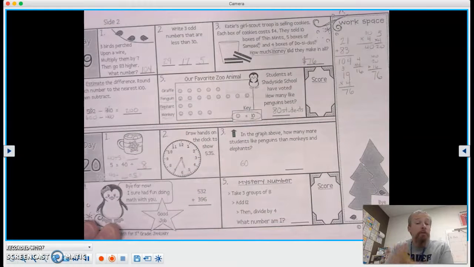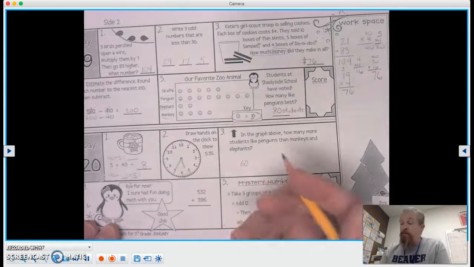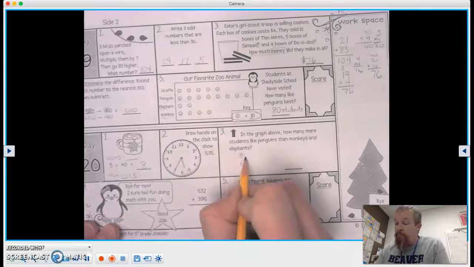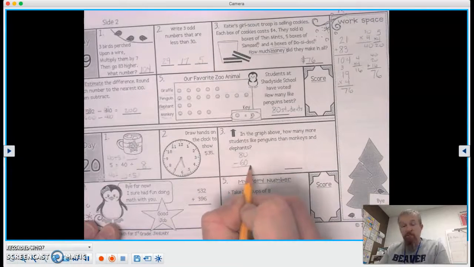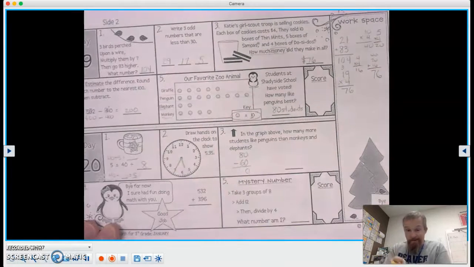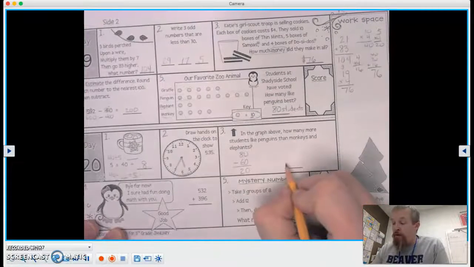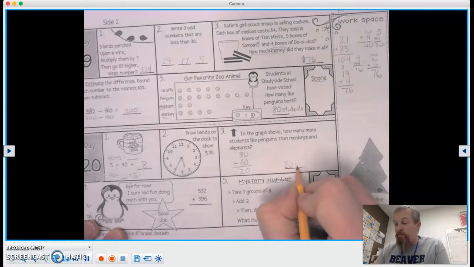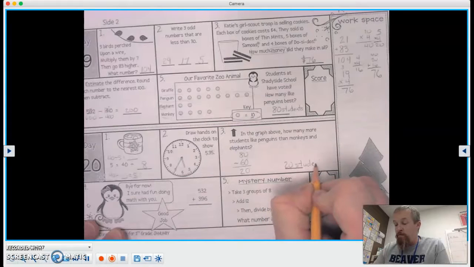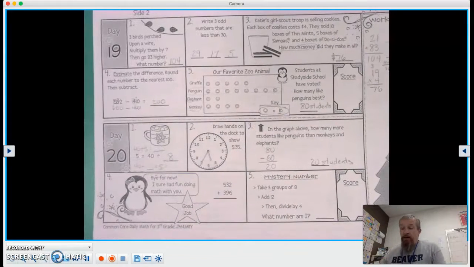But that's not what we're looking for overall. We want to know how many more students like penguins than the monkeys and elephants. So we knew that was 80. And since we're comparing, we're going to subtract here today. 0 minus 0 is 0. 8 minus 6 is 2. So there are 20 more students that like penguins than elephants and monkeys.